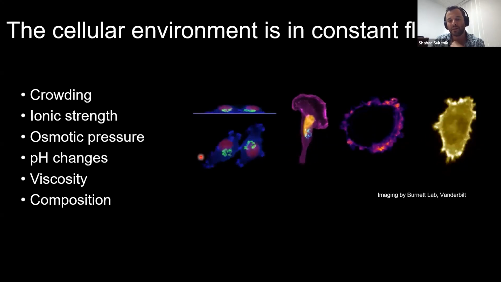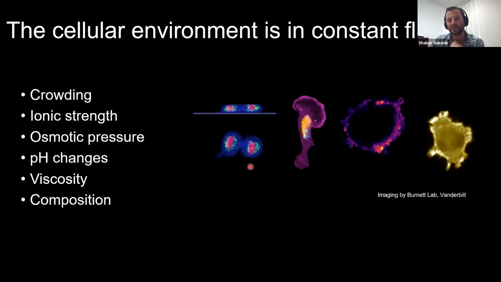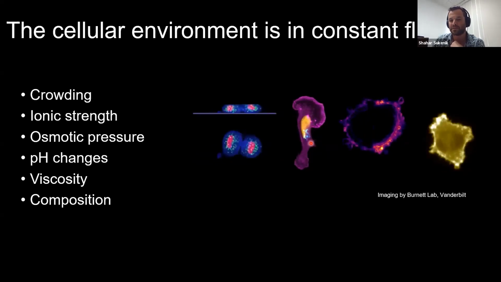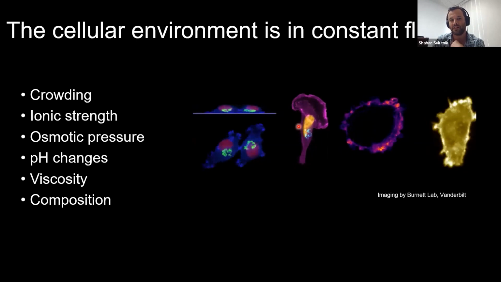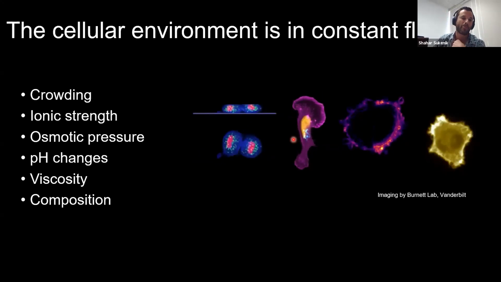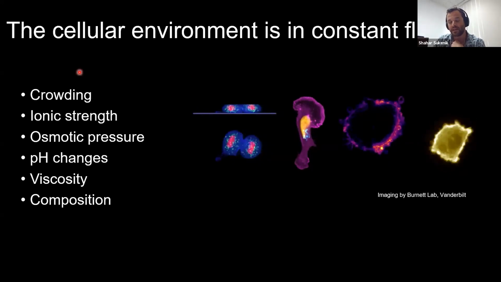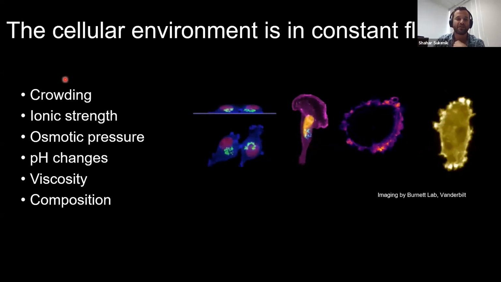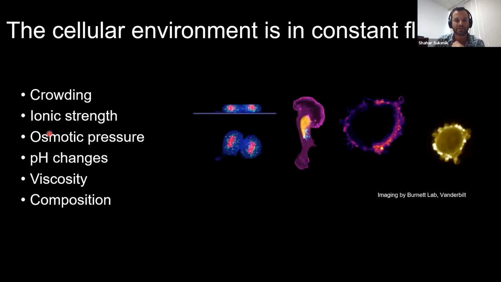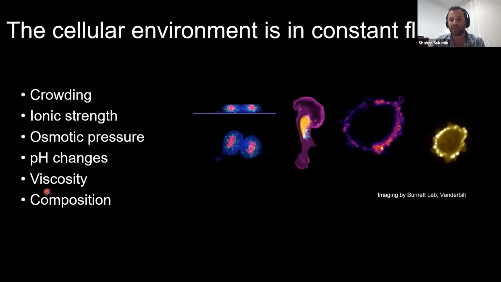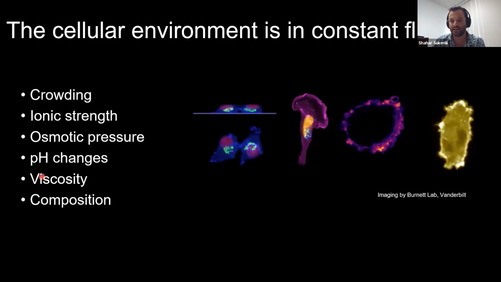And it's clear, even though we don't have single molecule resolution in these images, that the environment undergoes dynamic changes over short timescales. And so if we think about the physical chemistry of what's happening inside the cell, we can think about changes to crowding, ionic strength, osmotic pressure, pH, viscosity, and even the composition of the cell, right? The concentration of the solutes that exist inside the cell.